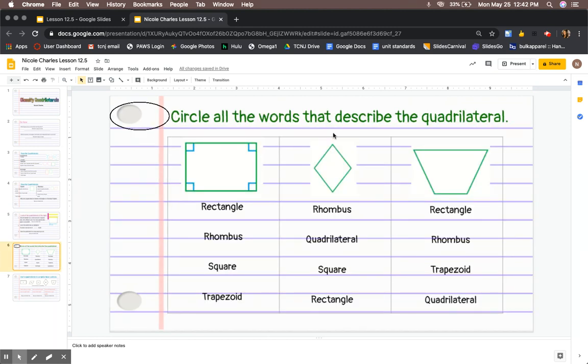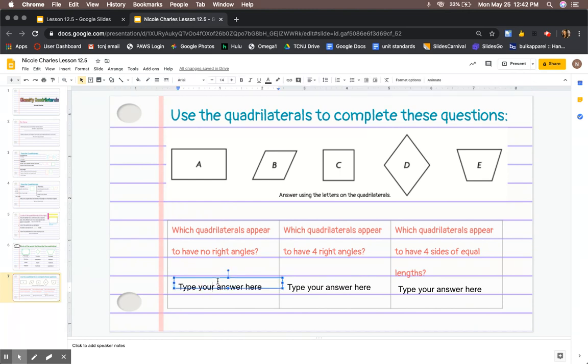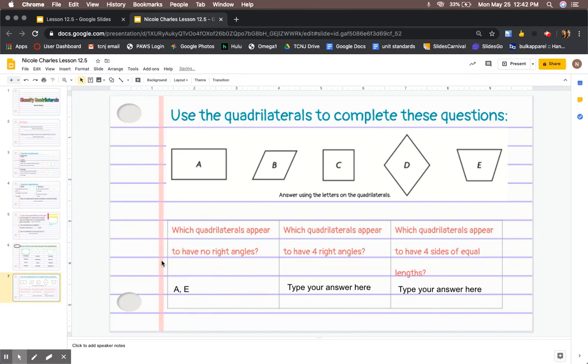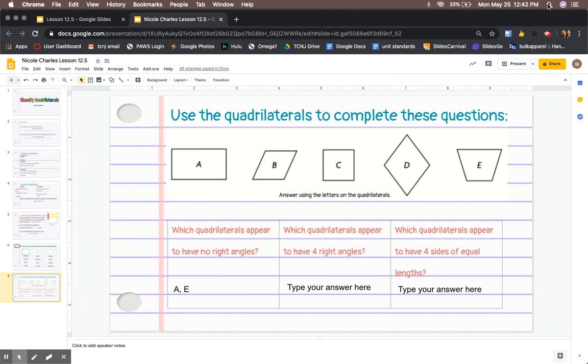On slide 6, we have circle all the words that describe the quadrilateral. Just like the past lessons, you're just going to click this oval, drag it over, and then circle as many words as you think fit that one shape. And then on this last slide, you have use the quadrilaterals to complete these questions. A, B, C, D, and E are all quadrilaterals, but we're going to be answering the questions using their letters. Let's say you think the answer is going to be A and E, then you would do that, and you would just answer each question using the correct letters of the quadrilaterals. I hope you enjoyed this lesson.